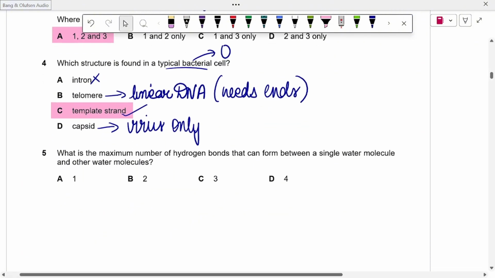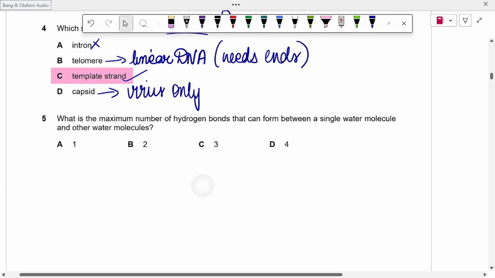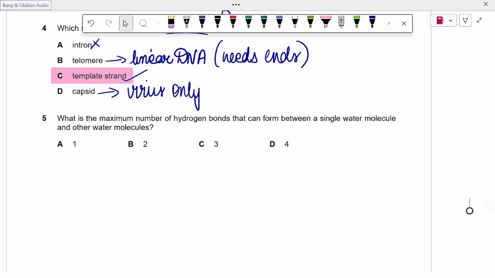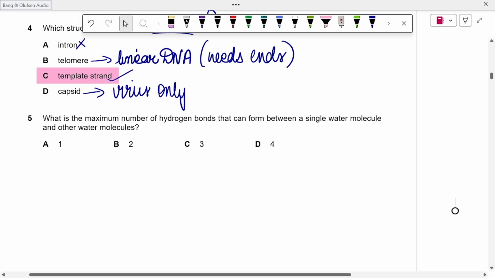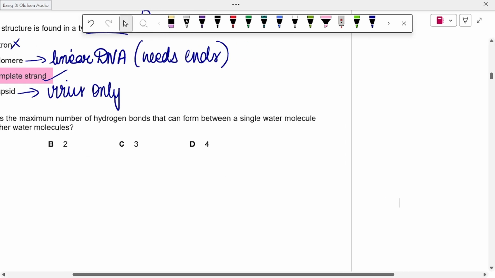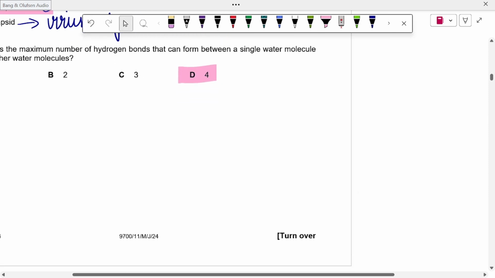Question 5 has a bit of a mistake. What is the maximum number of hydrogen bonds that can form between a single water molecule and other water molecules? Earlier, when we did this question, the answer was 1. This is a repeating question, but every time the answer comes out different. Sometimes it's 1, sometimes it's 2 and sometimes it's 4. According to this paper your answer is 4, and anyway the answer is 4. 1 and 2 are not the correct options.